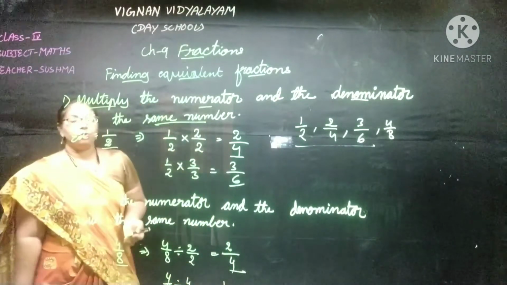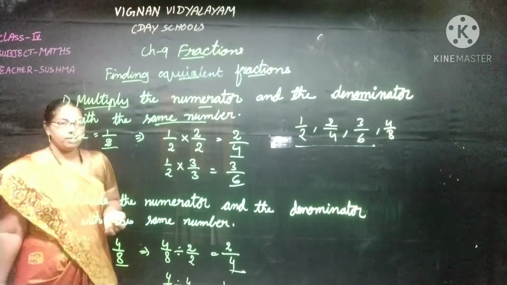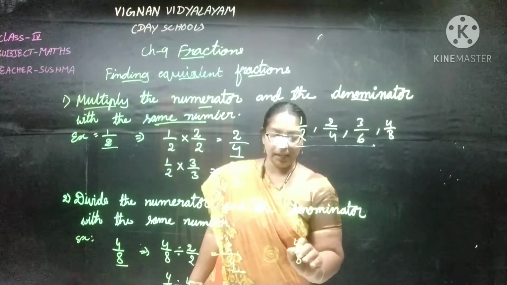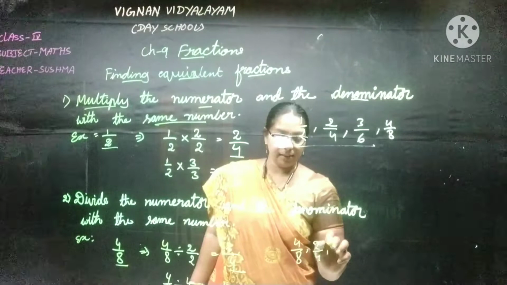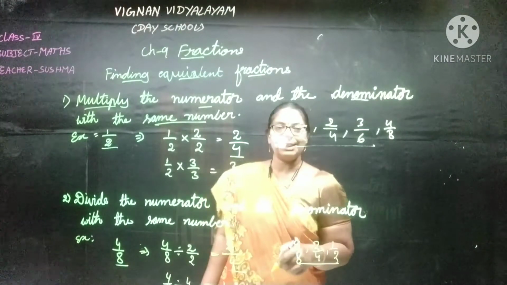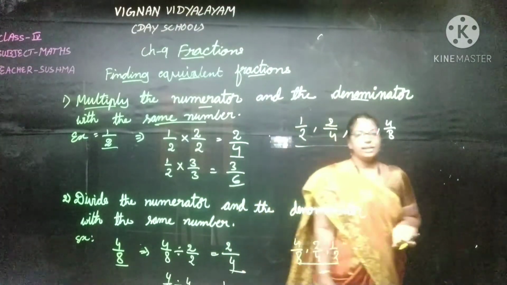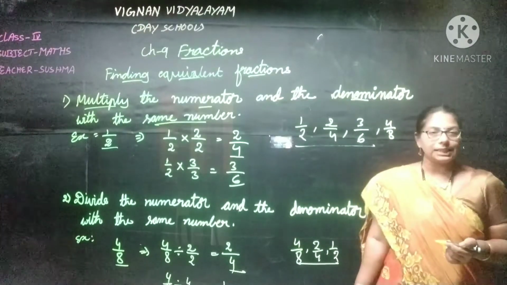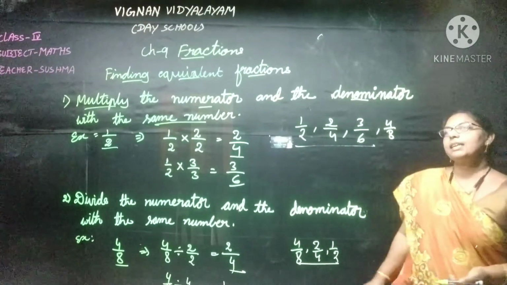So here 4 by 8 and 1 by 2 are equivalent fractions. See, what are these set of equivalent fractions here? 4 by 8, 2 by 4 and 1 by 2 are equivalent fractions like this. Like this, any fraction we can take and we can find the equivalent fractions for that fraction. Okay, children? So this is how we find the equivalent fractions.